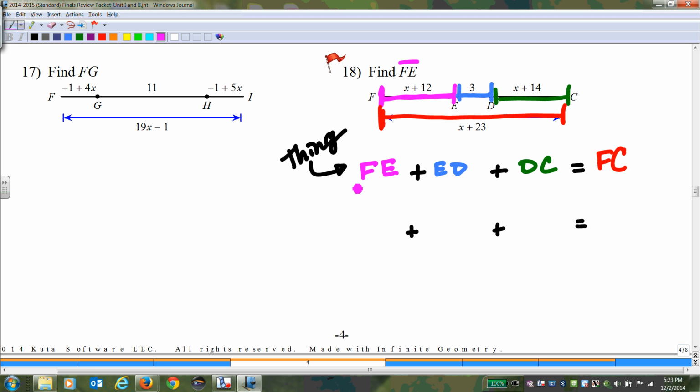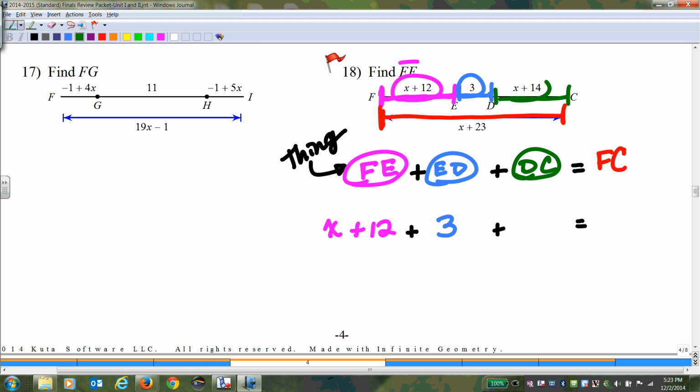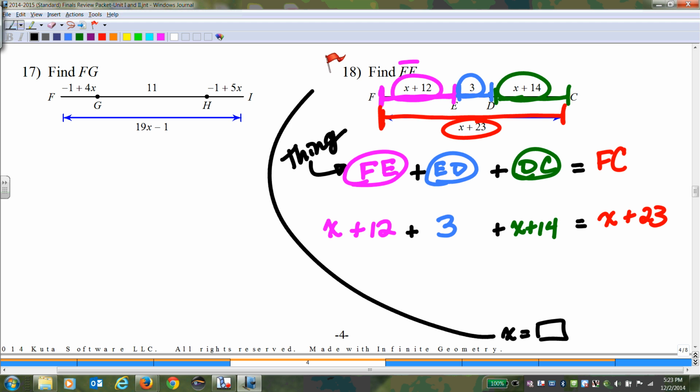Now, circle, plug, check. FE is x plus 12. E to D is 3. D to C is x plus 14. That equals F to C, which is x plus 23. Now, obviously, you need to solve for x. Don't get all happy, though. You're not done, because once you have x, you actually need to find the length that's being requested. Finish that on your own.